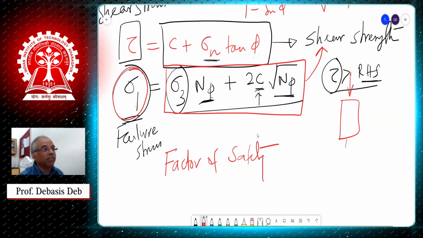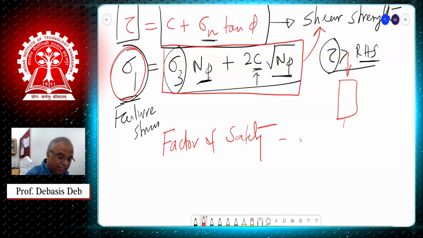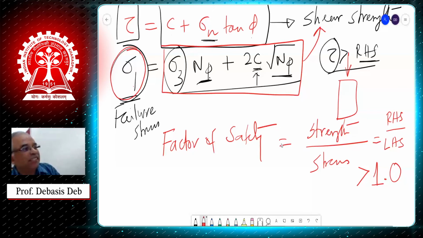What is then factor of safety? Factor of safety is defined as strength by stress. So in our case, the way we have written, it is the right hand side divided by the left hand side of this equation. Now generally we want this to be more than 1, so that strength should be higher than the stress.